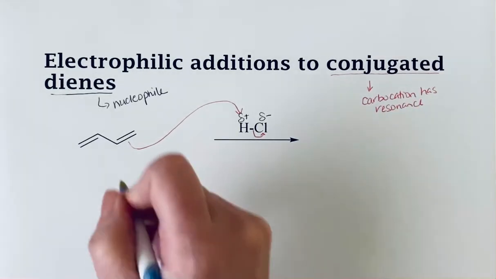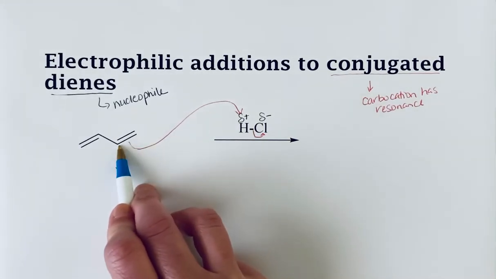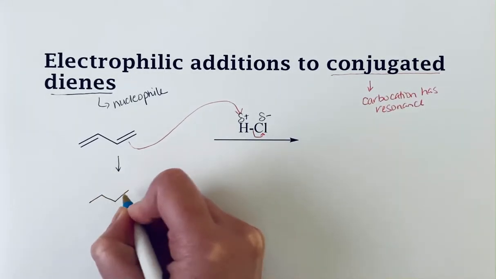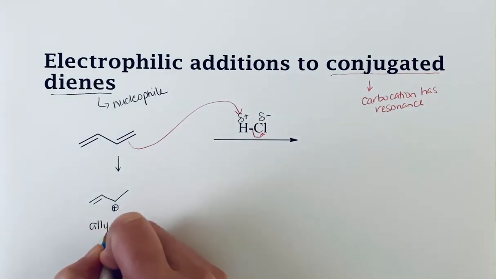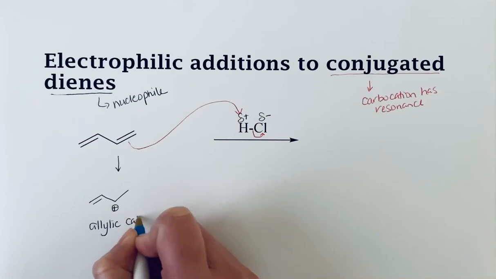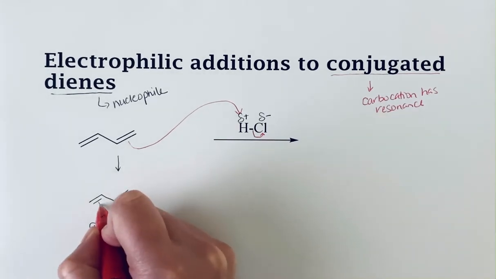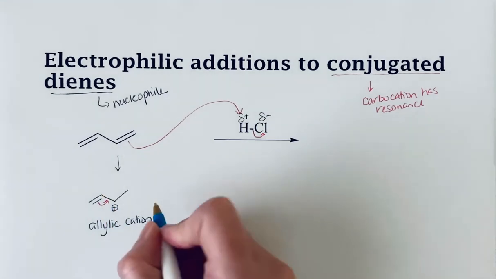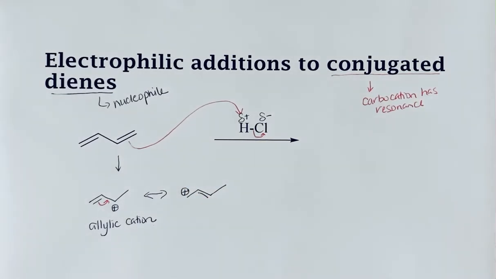Okay, so I'm going to draw that initial carbocation. So I'm going to add the hydrogen to the end of the chain to give the more substituted carbocation. And not only will it be more substituted, it's allylic. It is on the carbon adjacent to an alkene. So here is that initial allylic carbocation. And so this cation does have resonance. We can draw the resonance structure by moving this pi bond. And so we're now forming a pi bond between carbons 2 and 3. And that puts the positive charge on the end of the chain.